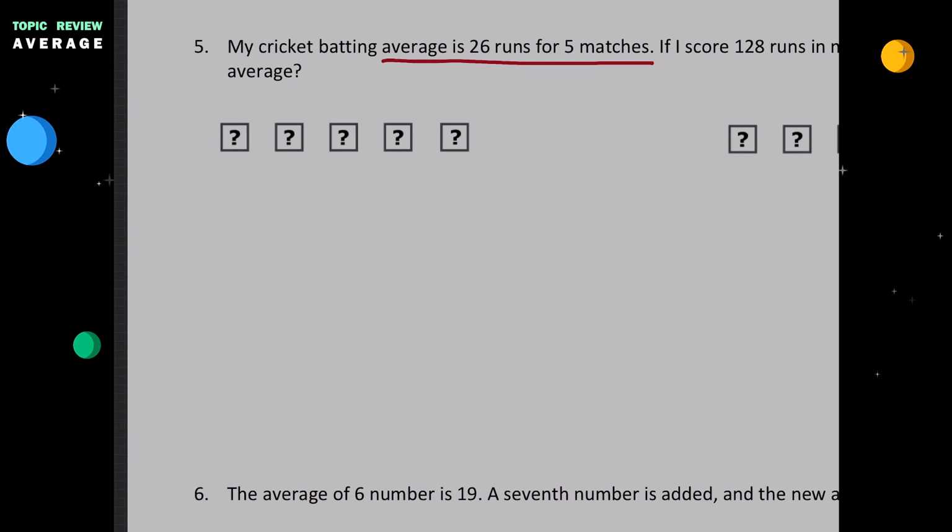So now it says the average is 26 runs for 5 matches. So that means that the average of these numbers is 26. Okay, so we're going to add them up again and divide it by how many numbers there are. There are 5 numbers, so we divide by 5, and the average is 26. It tells us in this question.